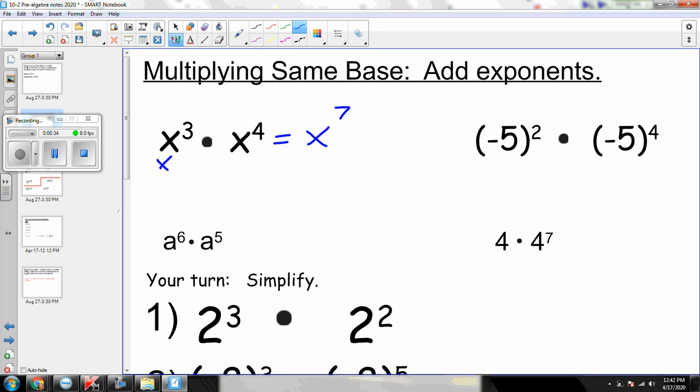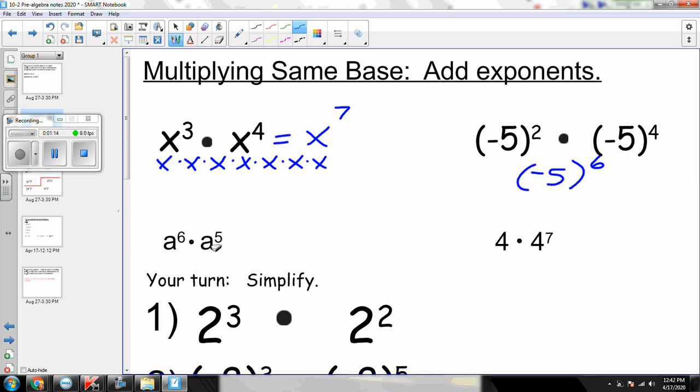X to the third is the same as multiplying 3 x's. X to the fourth is the same as multiplying 4 x's. So if I write out what it means to multiply, you'll notice that I'm multiplying 7 x's altogether. That's why my answer is x to the 7th, or I add 3 plus 4 to get 7. The next problem says negative 5 to the second times negative 5 to the fourth. So the bases are the same, they're both negative 5s. So I'm going to add 2 plus 4. I'm going to add my exponents, and this would be negative 5 to the 6th.